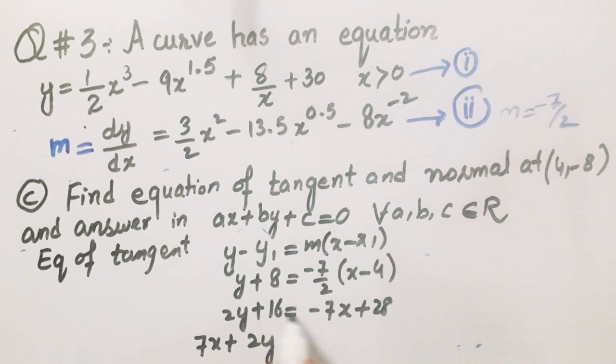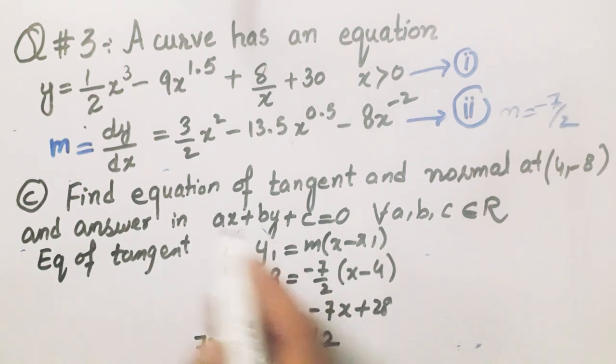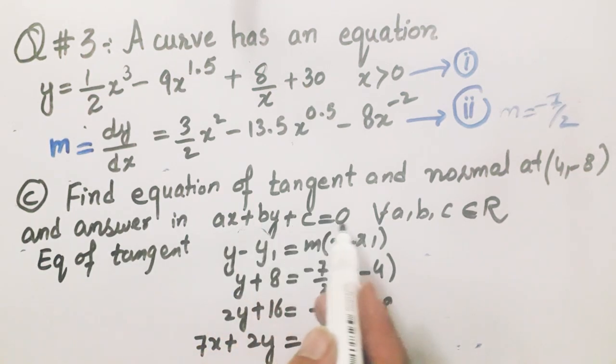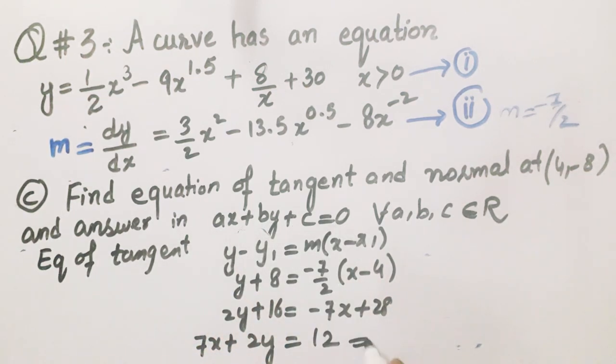So this is the equation in the form we have to get, ax plus by plus c, which is equal to 0. So this can be written as 7x plus 2y minus 12 is equal to 0. So this is the equation of tangent. Now we will find the equation of normal.